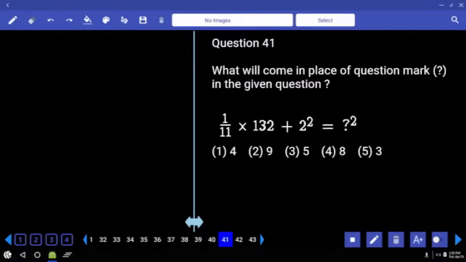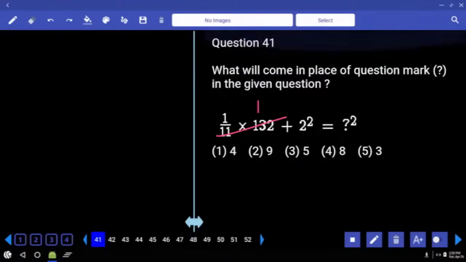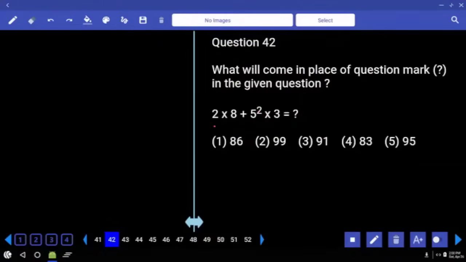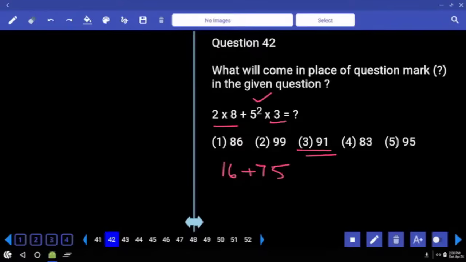Shall we start? Right, first one. Come on, 11 how many times? 12 times. 2 square, 16, 4 square, first option. 16 plus 5 square, 25 3 times, 75. Answer ends with 191.